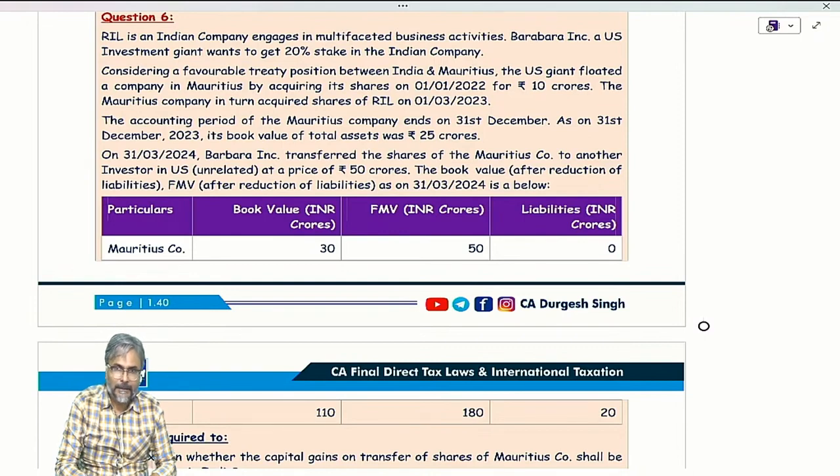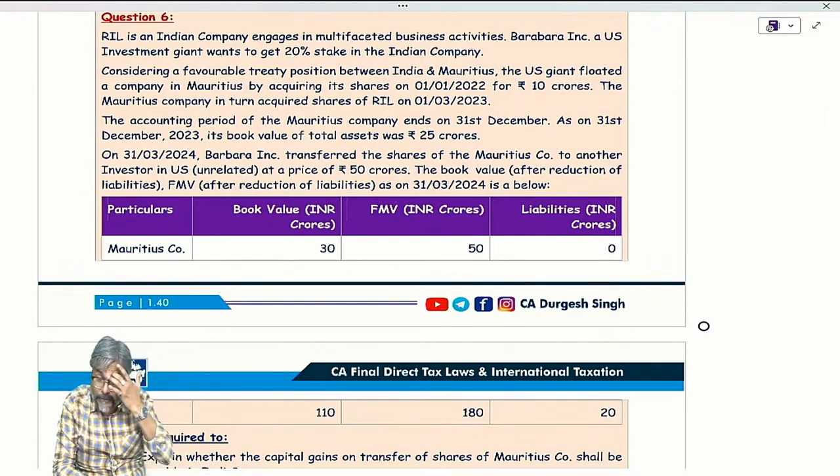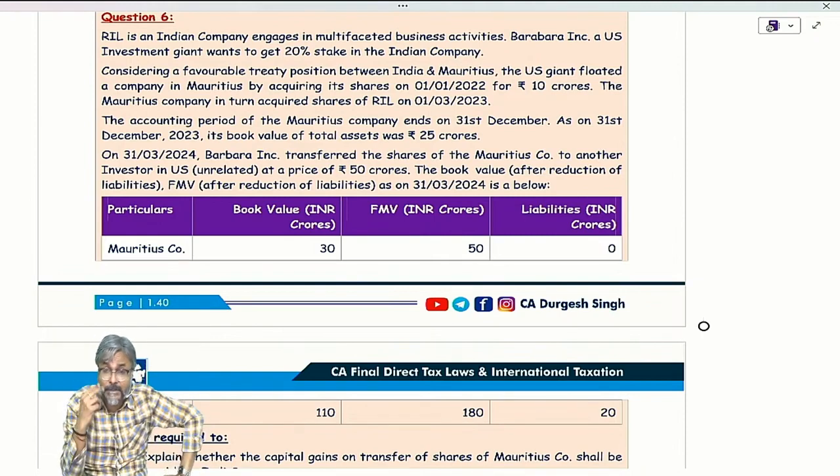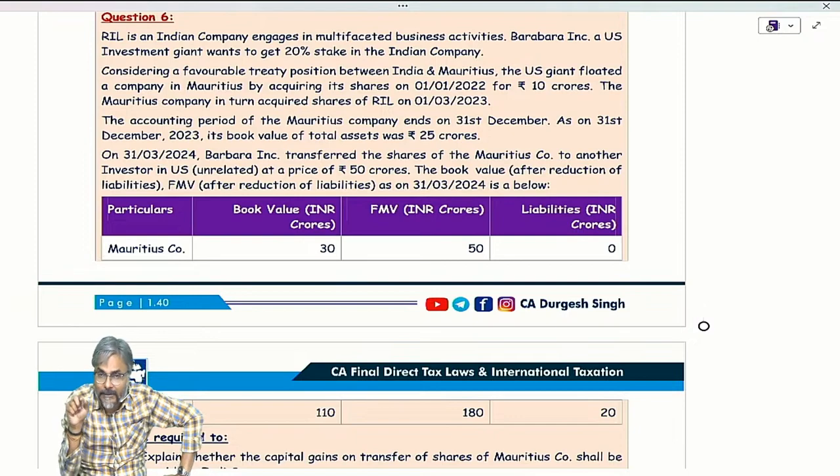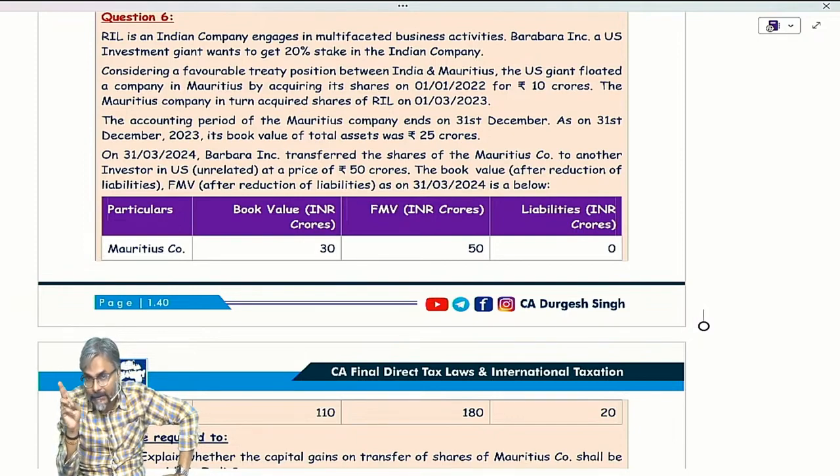Why? Because if it is after reduction of liabilities, then what are we going to do? Add back. If it is after reduction of liabilities, then we are going to do the add back. So, fair market value after reduction of liability as of 31st of March 2024 is given below. Now, when you have transferred the shares of the Mauritius company, which is the date of transfer? 31st March 2024 is the date of transfer of the shares of the foreign company.